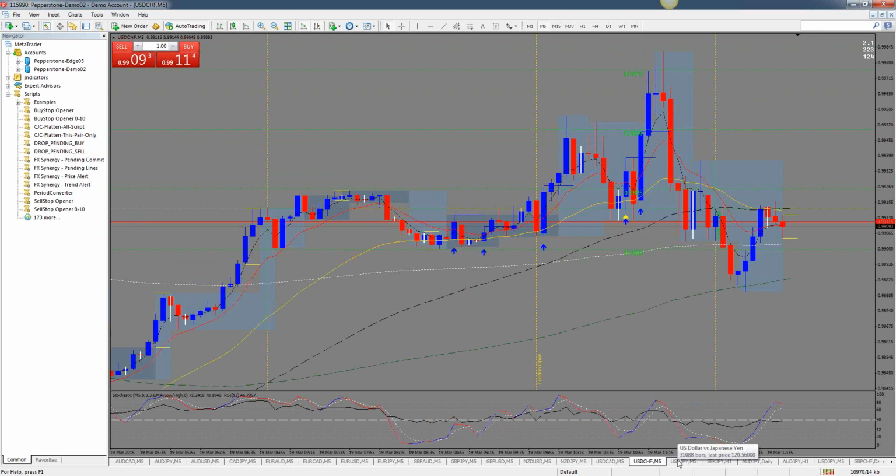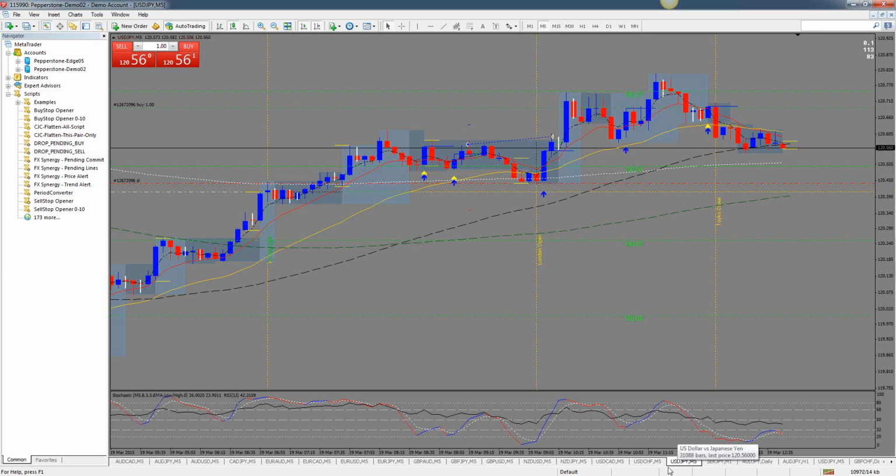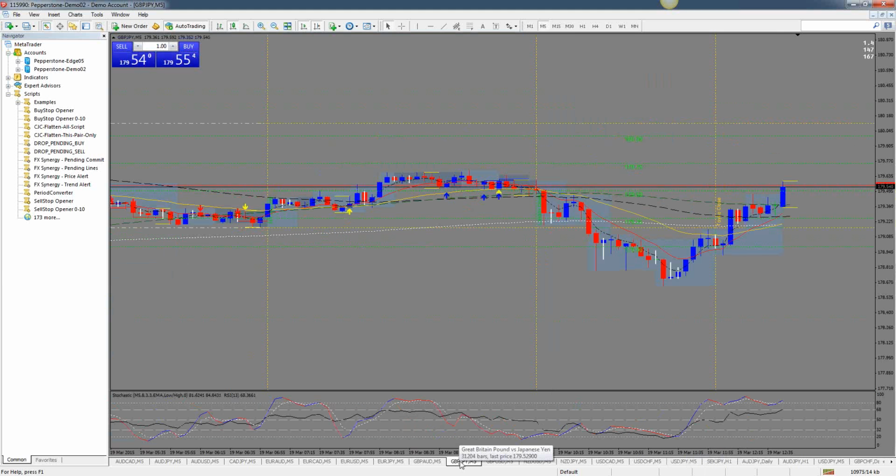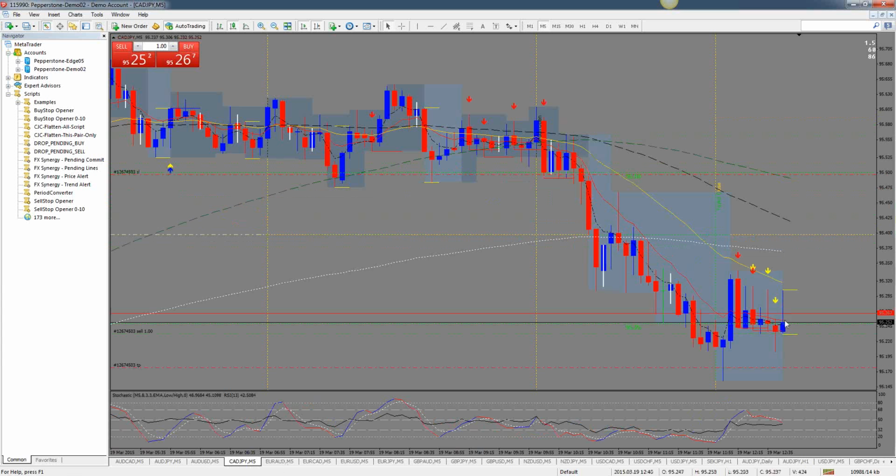This pound yen is really flipped, hasn't it? Well, it's flipped with the pound dollar, hasn't it? Yeah. Basically the very same pattern. Exactly the same pattern.